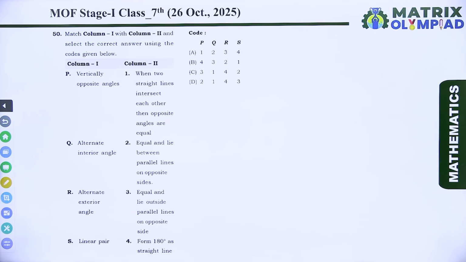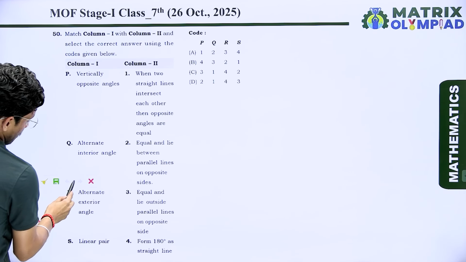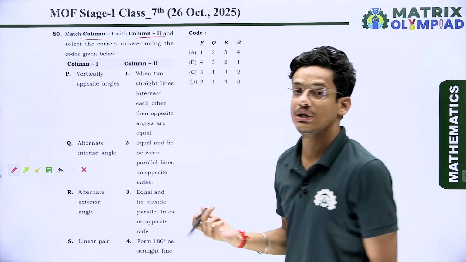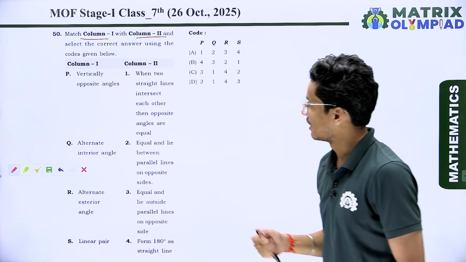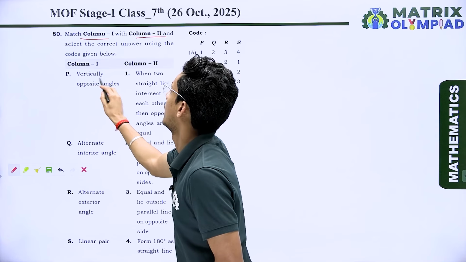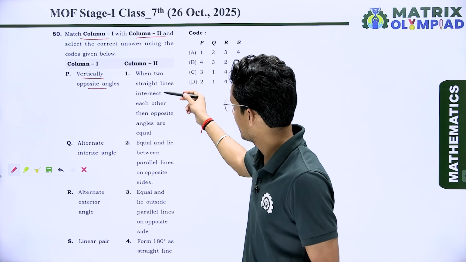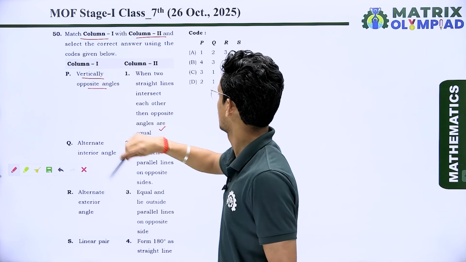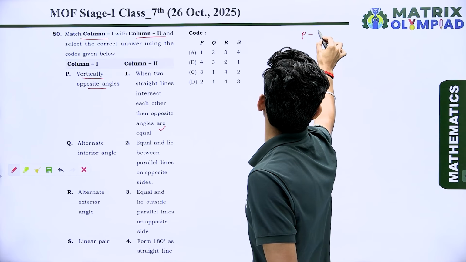Now, if I talk about the next question, which is: match column 1 and column 2 and select the correct answer using the code given below. Here first we have vertically opposite angles. When two straight lines intersect each other, then opposite angles are equal, known as vertically opposite angles. It means P is connected to 1.